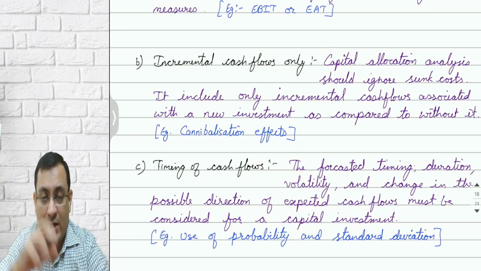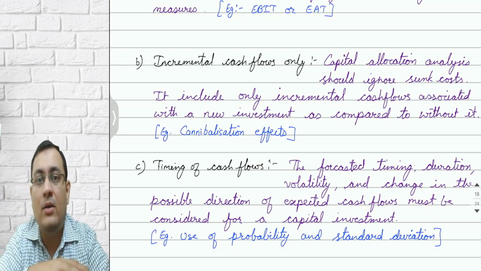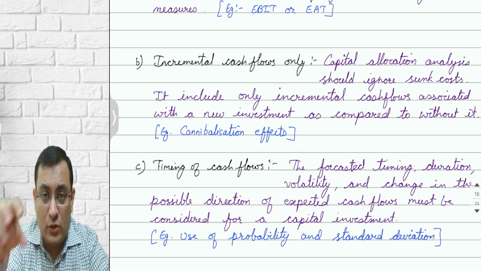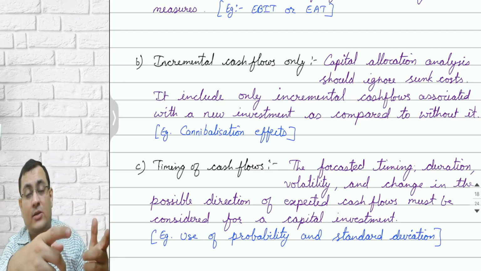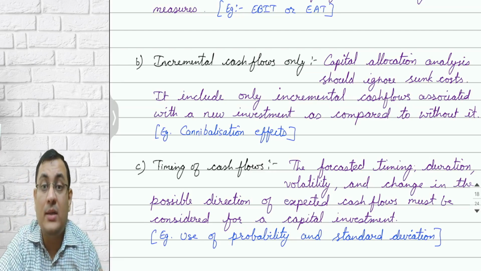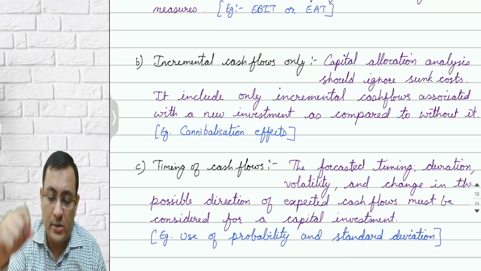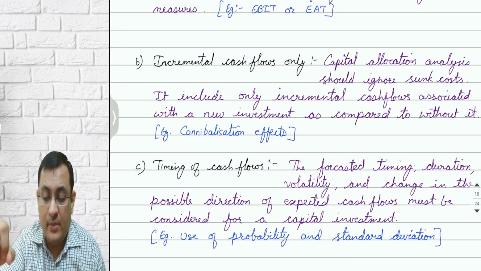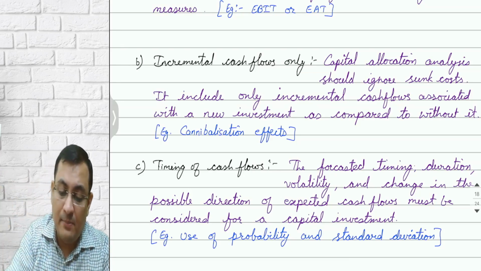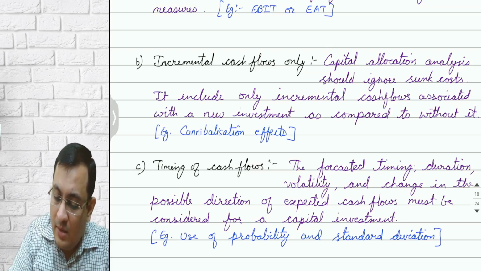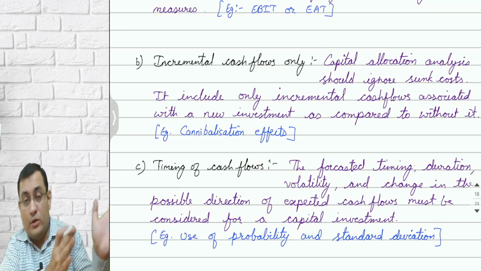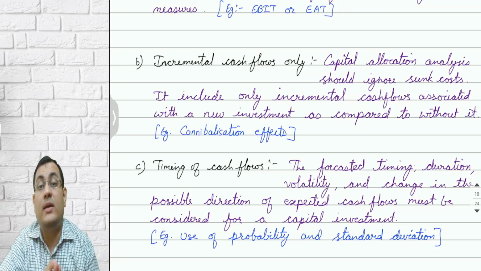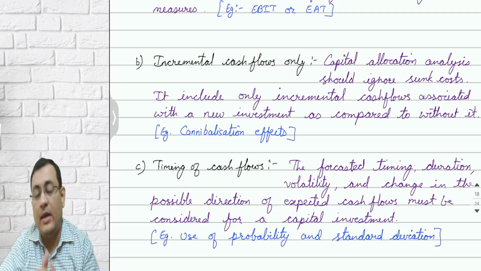What this principle says is that you should analyze each project on a standalone basis, including not only the actual cash flows of the project itself, but also the other effects which this project will have on other parts of your business. So capital allocation analysis should, and most important, ignore sunk cost. It includes only incremental cash flow associated with the new investment, as compared with without it, meaning what was the situation without the project and what is the new situation with the project. All the differences in cash flows should be considered in your investment analysis.